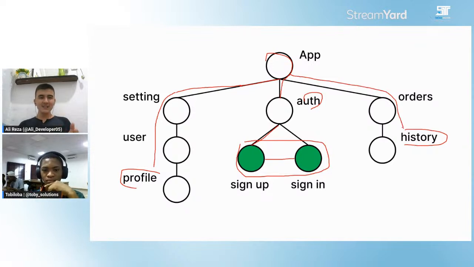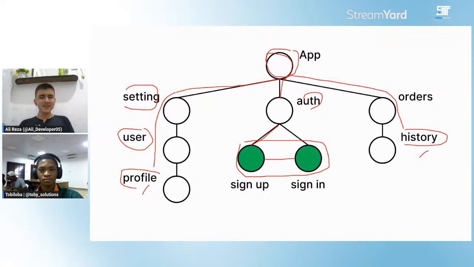So you see, it's too complicated, and this is not a good way of using the data in all of the components. We don't really need the data inside of the user, inside the settings, inside the auth. We just need the data to be inside the profile, inside the history, and also inside the sign up or sign in. And also, we don't really need the data to be inside the app, the root application. So that's the problem that this way is going to cause for us.